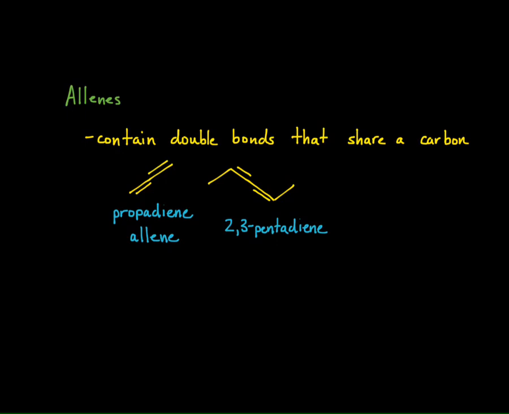So this is 2,3-pentadiene. Again, notice on the third carbon, that third carbon is sp hybridized, and so it's linear. So we draw it in a manner very similar to that of alkynes. And here we have 2-methyl 2,3-pentadiene. And just to give you some visualization of what allenes look like.